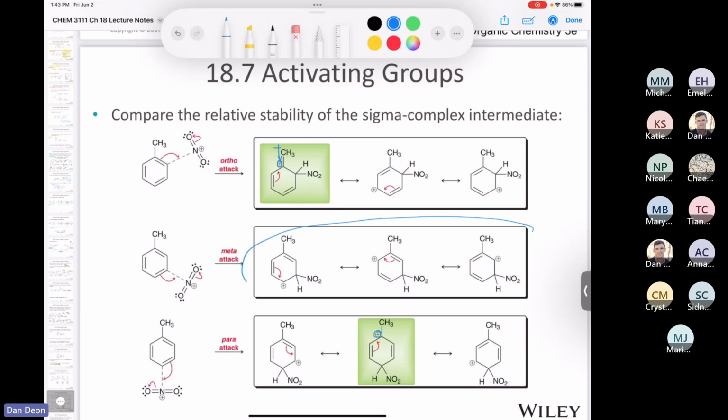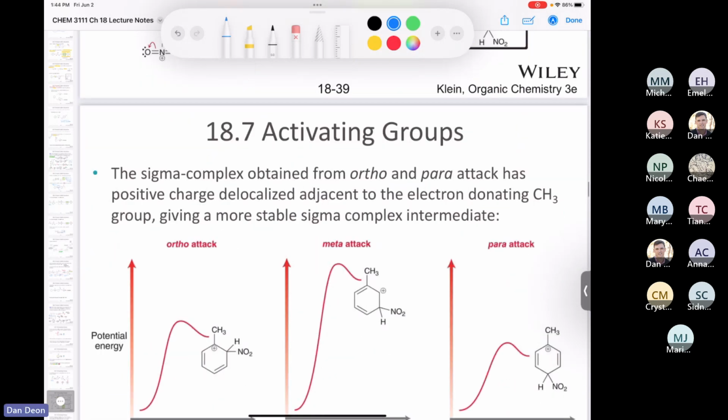If you look at the sigma complexes that arise from meta attack, that never happens. Okay. And so that gives us the rationale, the explanation as to why the nitronium ion preferentially gets installed to form a nitro group on the ortho or the para positions. Give me a thumbs up if that makes some sense, because we're going to look at this same kind of closely related rationale a bunch of times. Cool. Awesome. All right, well, let's take a look here.